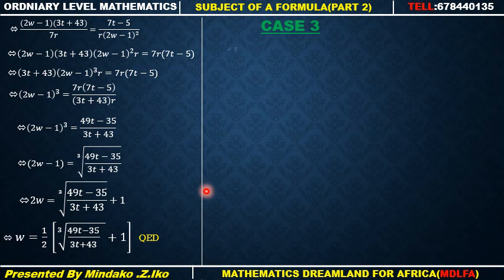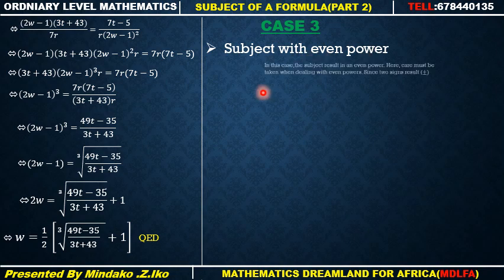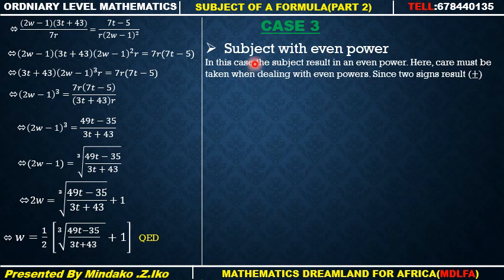So let's look at case 3. Case 3: subject with even power. In this case, the subject results in an even power. It means what you are looking for will result in an even power, such that you will take the even root of that stuff. Here care must be taken when dealing with even powers, since two signs result.